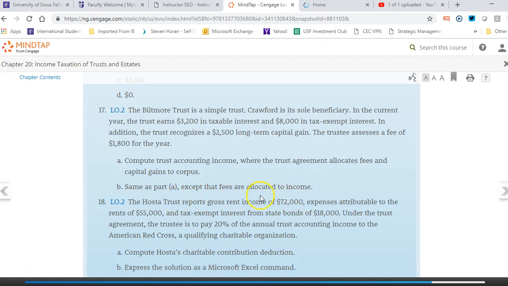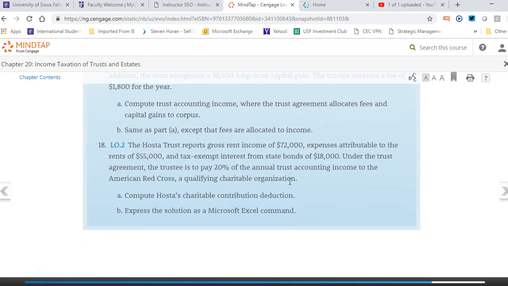For letter B, now the fees are allocated to income. Okay, now I get the 11.2, but now I can subtract the fees, the trustee fees that are assessed. So now the answer to B is 11.2 minus 1,800, which equals 9,400. So a subtle difference, but an important one.